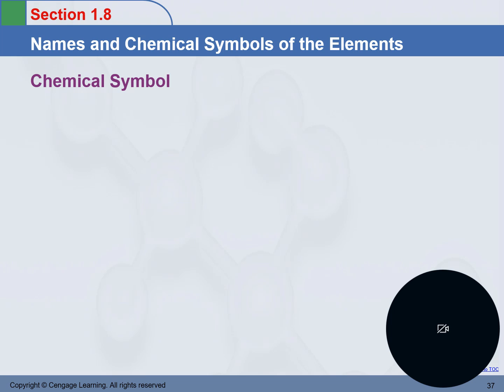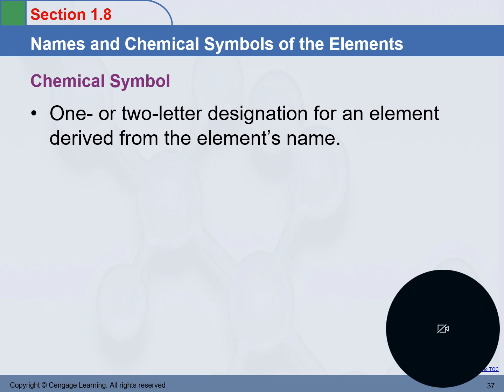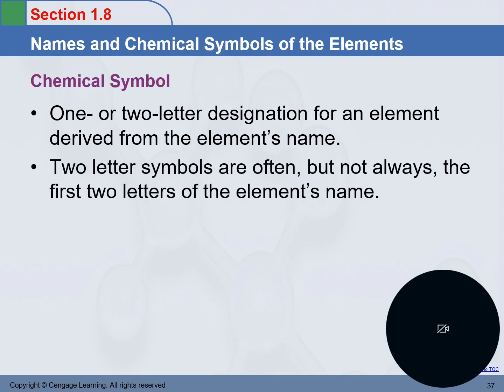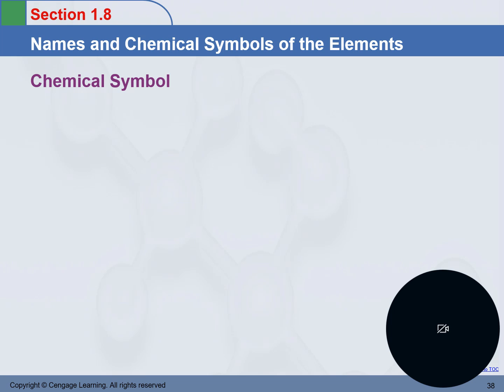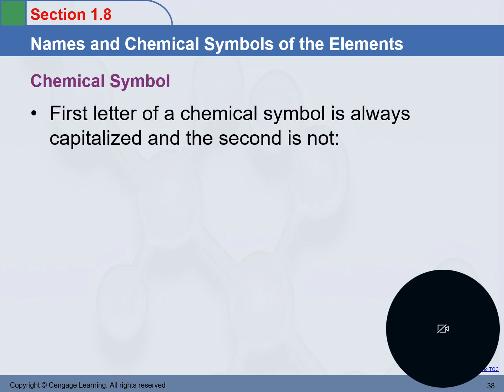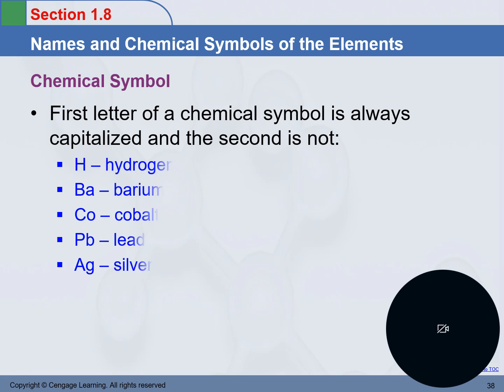We are nearing the end of chapter 1. This is section 8, dealing with chemical symbols. And when we look at the periodic table, we have 1 to 2 letter designations for all elements on there. The first one is capitalized. The second one, if present, is always lowercase. Chemical symbols, again, first one is capitalized. If there is a second one, it's not capitalized.